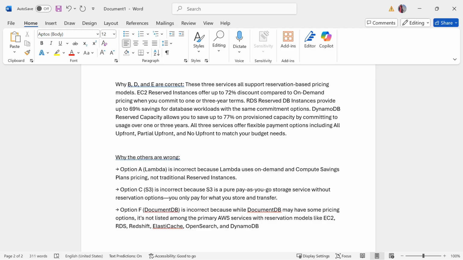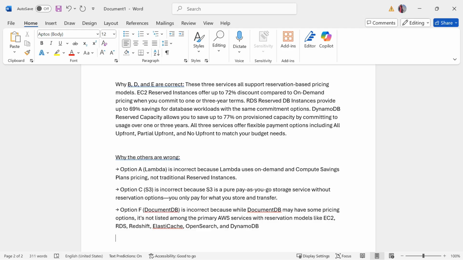DynamoDB reserved capacity allows you to save up to 77% on provisioned capacity by committing to usage over 1 or 3 years. All 3 services offer flexible payment options, including all upfront, partial upfront, and no upfront to match your budget needs. Why the others are wrong?